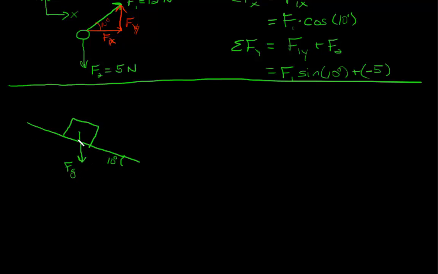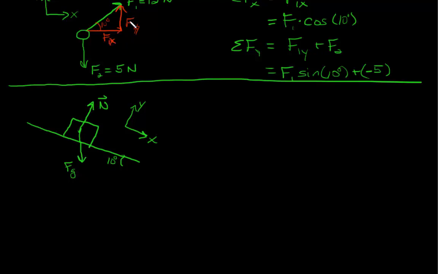Now, remember that the normal is perpendicular. So the normal actually comes up like so. It's going to be perpendicular to the plane. Okay? Now this is where it gets tricky. With an inclined plane, we actually want to tilt the x and y axes so that the x-axis is straight down the ramp and the y is perpendicular. That means that the normal is in the y direction. And then we need some piece of gravity that's going to be acting in the x.